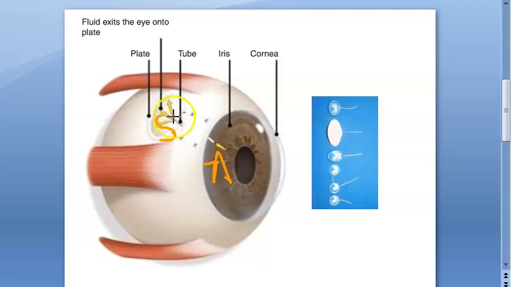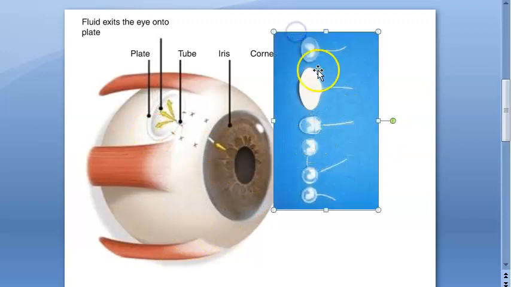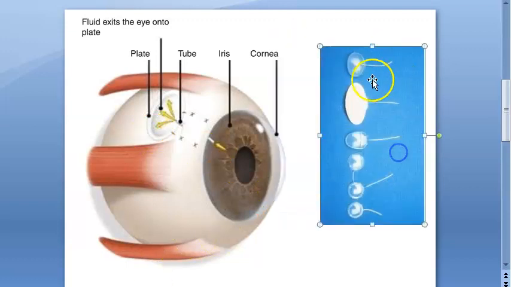Under that, they are allowing the aqueous humor to drain from where? From the anterior chamber. So where is the anterior chamber? Behind your cornea. Got it? This is how the glaucoma drainage devices look. See, they all seem to have one tube and one plate. So there's a plate here and there is a tube. The fluid exits the eye onto the plate.